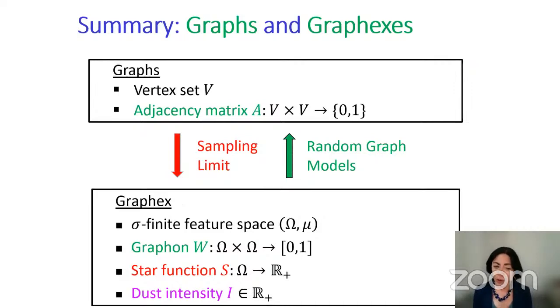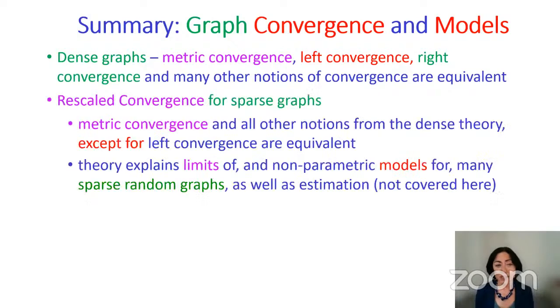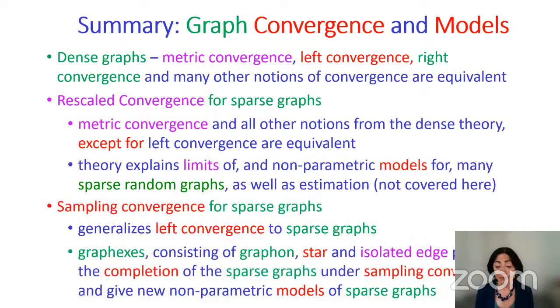Okay, so here's the summary. We have graphs, we do a sampling limit, and we get a graphex X, and from that we can generate random graph models. For dense graphs, we have metric convergence, left convergence, right convergence. Rescaled convergence for sparse graphs gives us theories of limits as well as estimation, which I did not cover here. And sampling convergence generalizes left convergence to sparse graphs. Graphexes, consisting of a graphon, a star and isolated edges, are the completions of graphons under sampling convergence, and they give us new non-parametric models of sparse graphs.